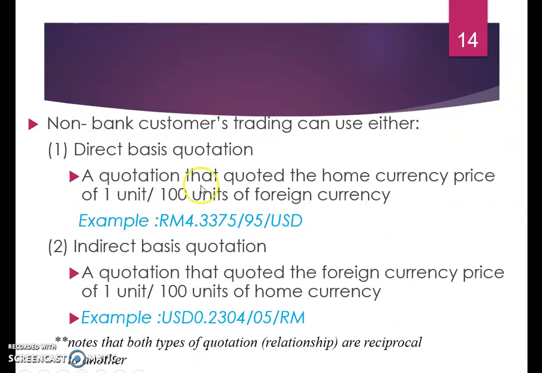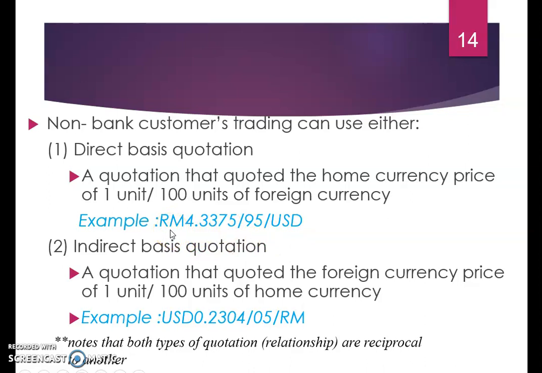Okay, if you see here how the forex will be quoted, there are two ways of quotation, which we call direct basis quotation, and another one is indirect basis quotation. What is actually a direct basis quotation? Direct basis quotation, we quote the home currency price of 1 unit or 100 units of foreign currency. It means we put the home currency at the front and the foreign currency at the back of the quotation. This is a direct quotation.